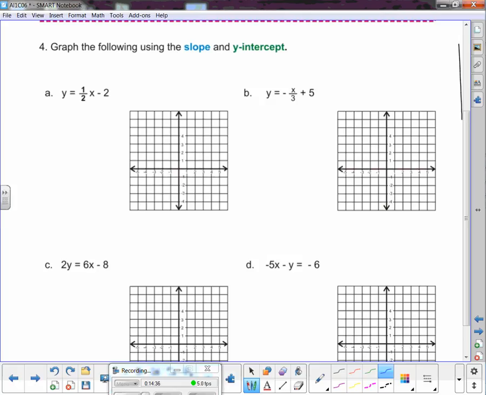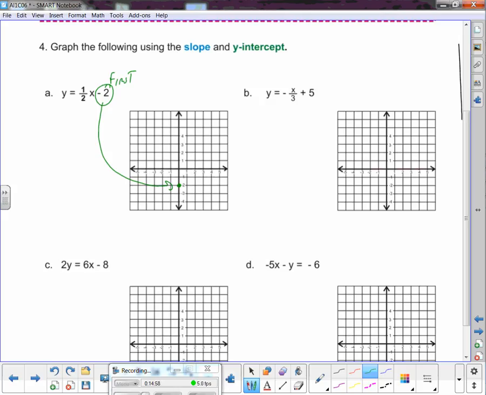Okay. So look at A. What would you do first? You got to do this first. This has to be first. I'm going to 0, negative 2, right? That's got to be the first point, your y-intercept. It's -2.